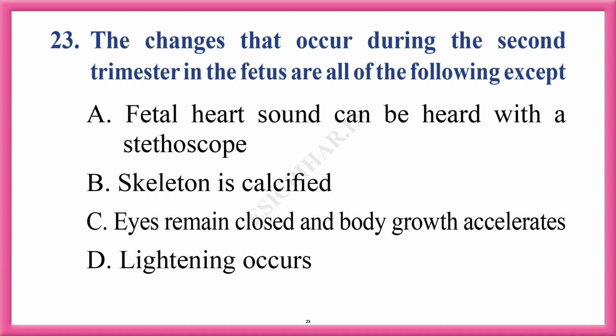Question 23. The changes that occur during the second trimester in the fetus are all of the following except A. Fetal heart sound can be heard with a stethoscope, B. Skeleton is calcified, C. Eyes remain closed and body growth accelerates, D. Lightening occurs. And the answer is D. Lightening occurs.